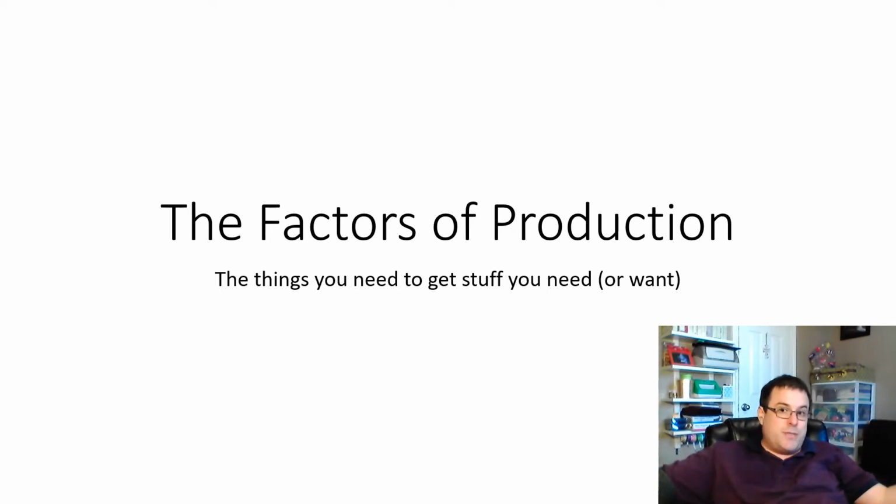Since you can't produce everything, what are you going to produce? So, okay, if you know what you're going to produce, the question then becomes, how are you going to produce it? And then the third question is, for whom are you going to be producing these things? So the factors of production is how you answer the second question, the how are you going to produce it part.